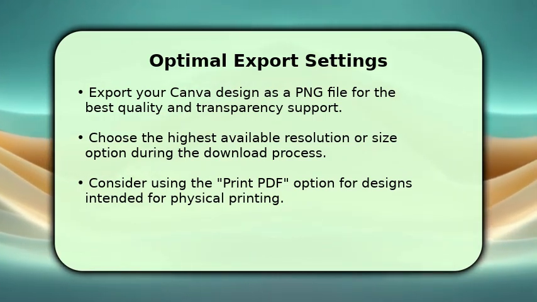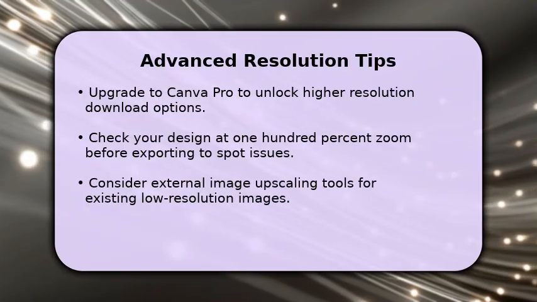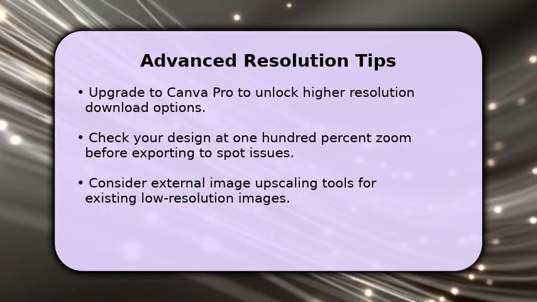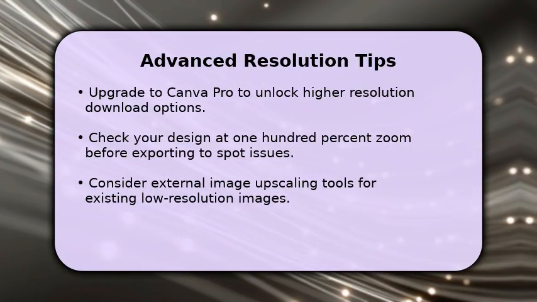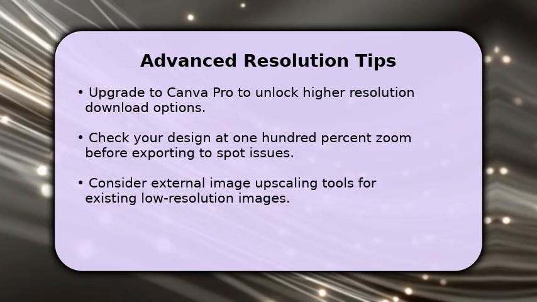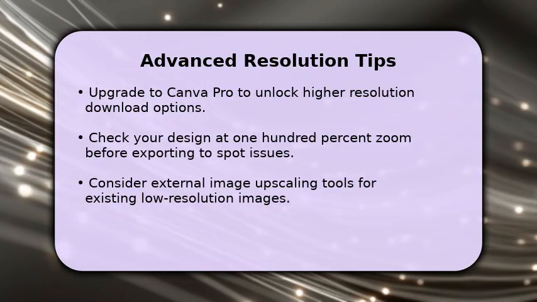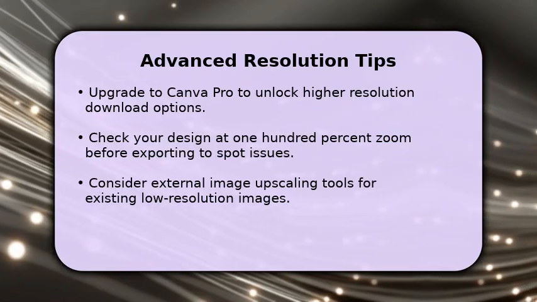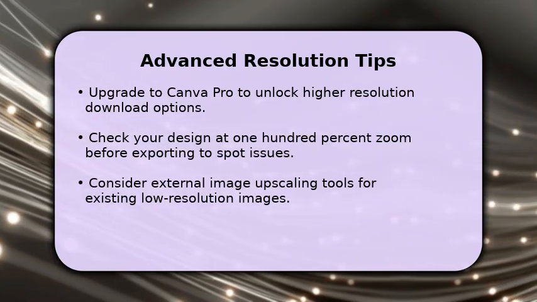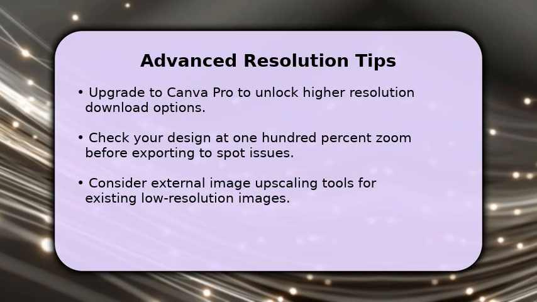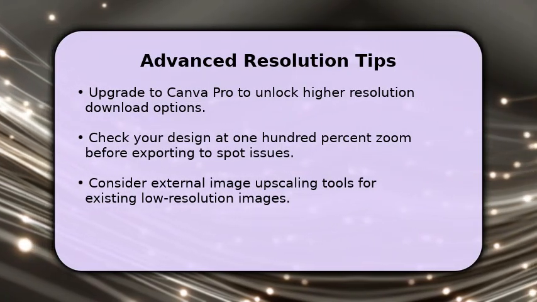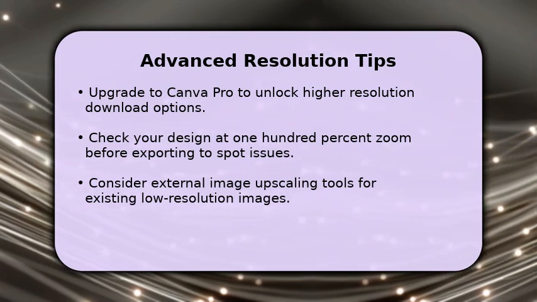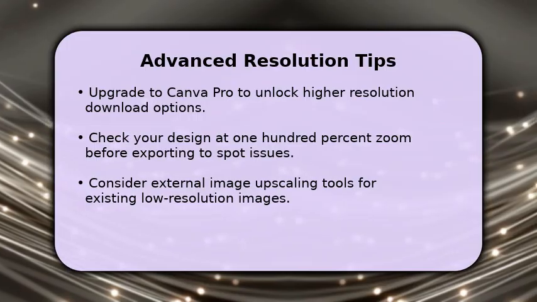providing a professional finish. To truly maximize your image resolution, consider a Canva Pro subscription, which often provides enhanced download capabilities. Before finalizing, always zoom into 100% on your design to catch any potential pixelation or blurriness. If you have existing low-resolution images, external upscaling tools can sometimes improve their quality, though starting with high-res assets is always best. These steps ensure your Canva images look their absolute best.